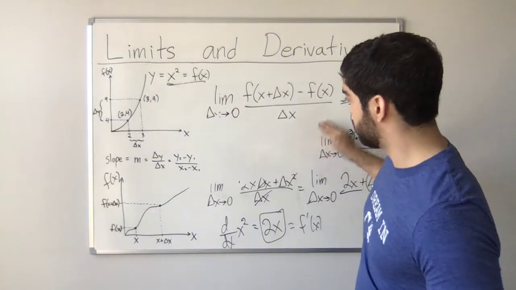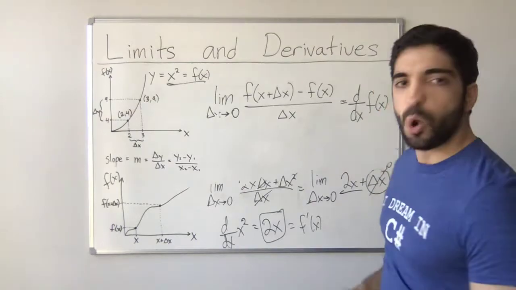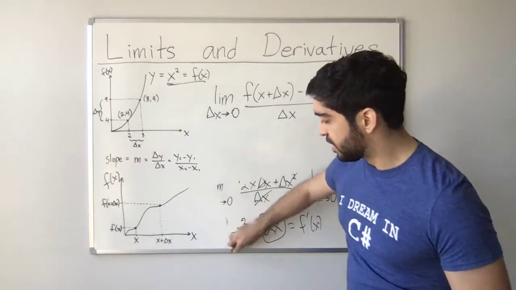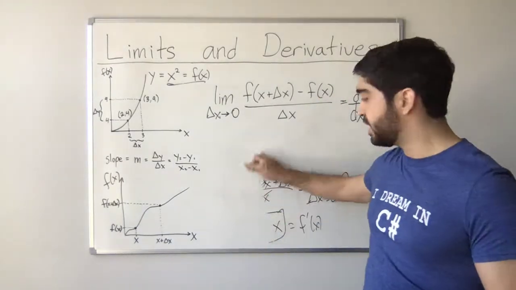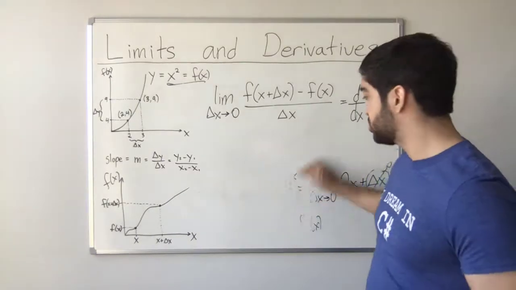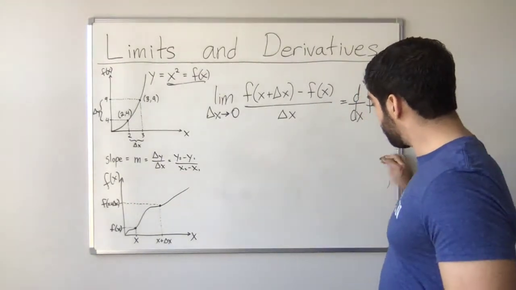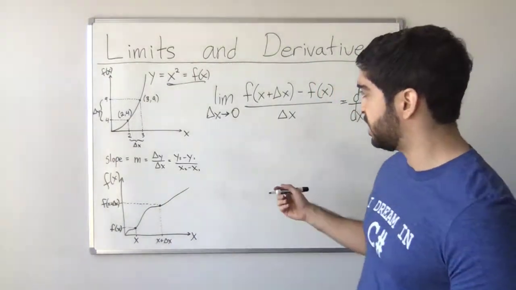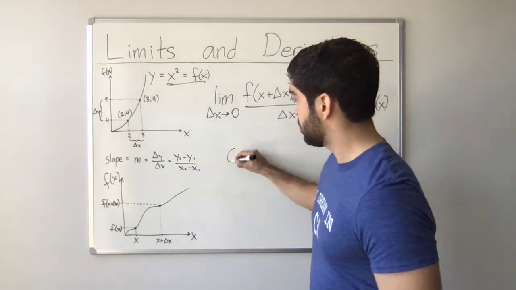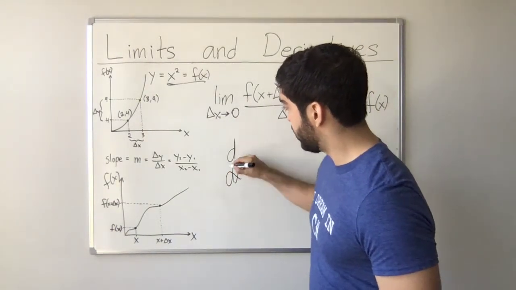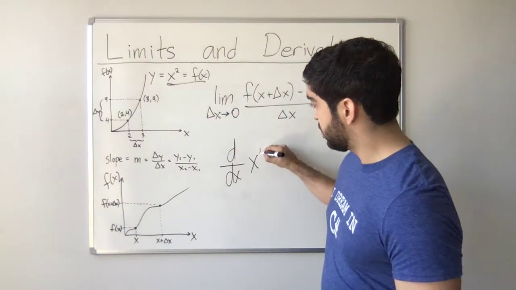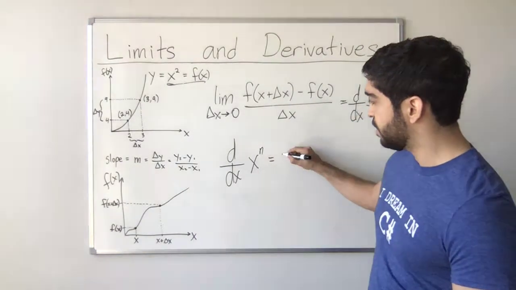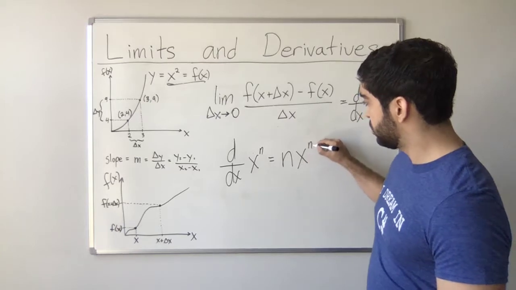This limit as delta x goes to 0 of a simple quadratic function. In this case, we have x squared, but we can have other kinds of functions. We can have a polynomial, for example, x cubed plus 2x squared plus x plus 1. And in that case, you would take the derivative of each term in that sum individually and just add them up. So in general, the derivative with respect to x of x to the n, a simple power function like this, would be n x to the n minus 1.